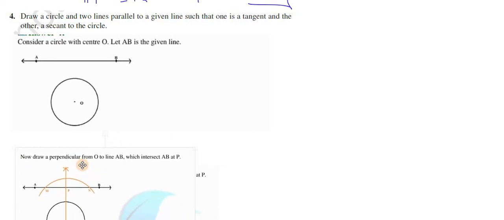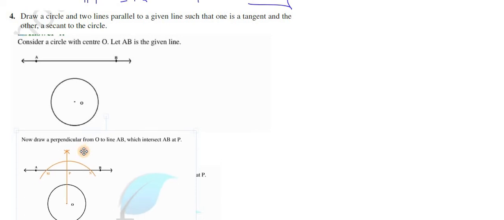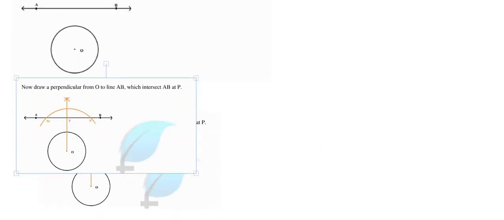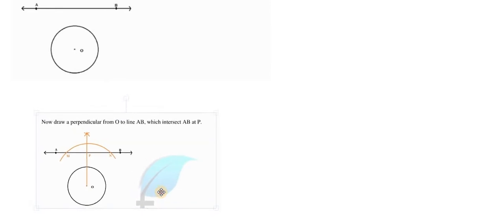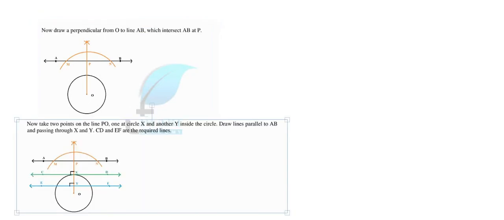Now draw a perpendicular from O to AB, like this, which intersects AB at P. So at P it should intersect. Then what to do next? Now take 2 points on PQ, one on the circle at X and another at Y.